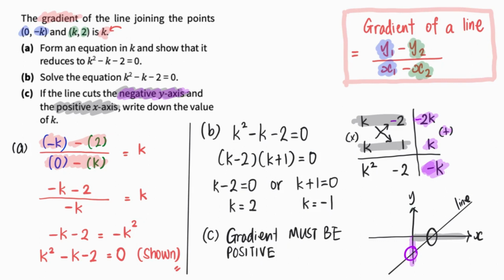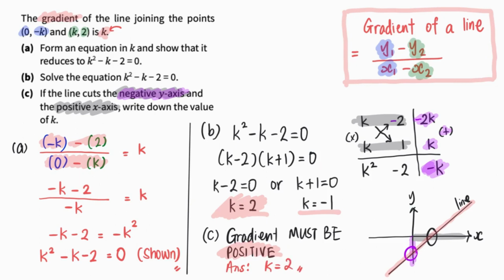going back to the question, what does K represent? K represents the gradient. So going back to these two possible answers, which one must be the answer? This one, because the K has to be positive from what I have drawn here. So final answer, K is equal to 2 in this case. Alright.